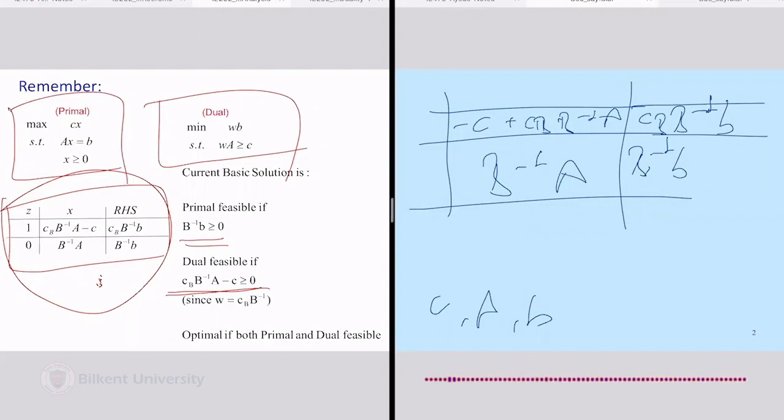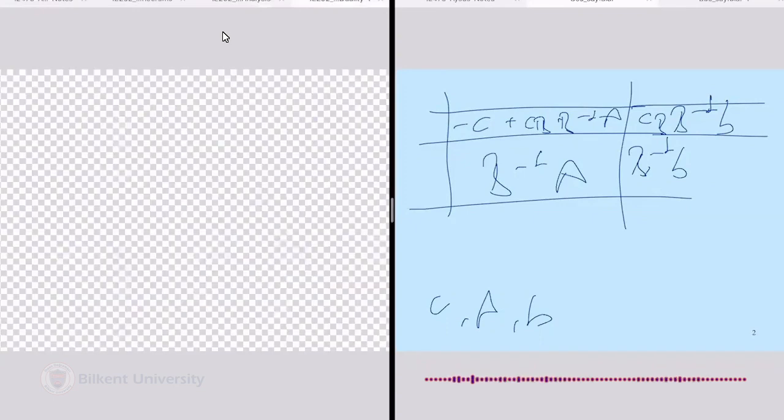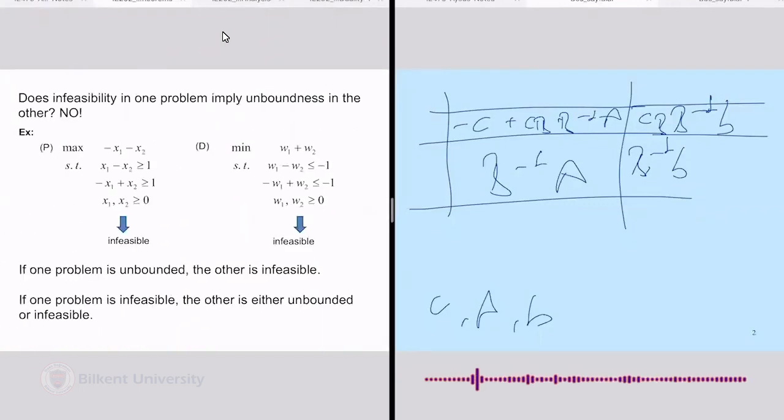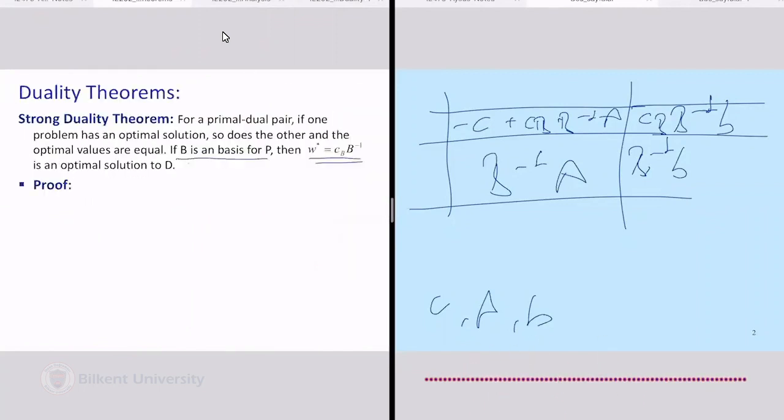Hocam, duality. Yeah, what part of duality? All of it? Some theorems? Theorems. Okay. Strong duality theorem. Do I have it here? Is this duality theorems? No, this is duality theorems. This one, right? Strong.